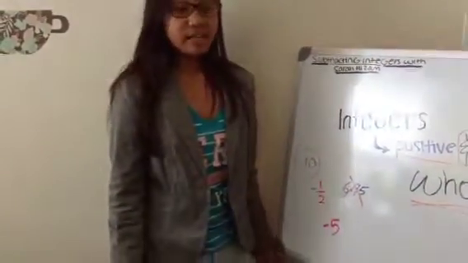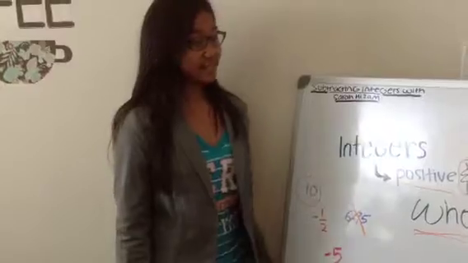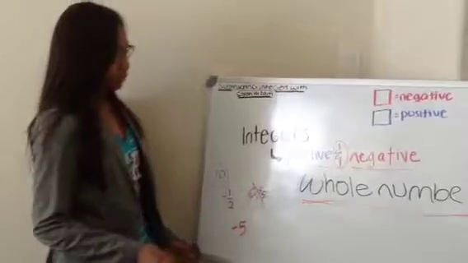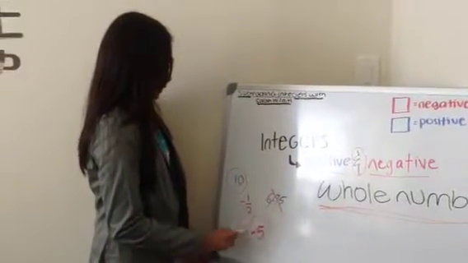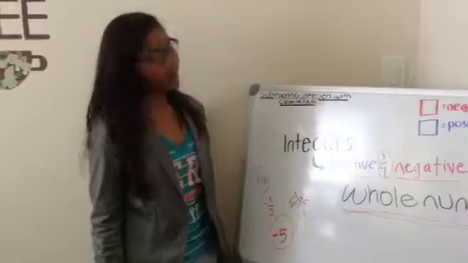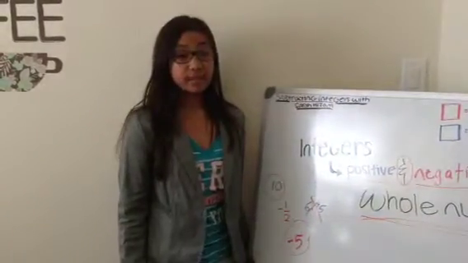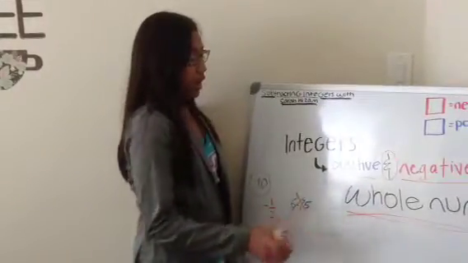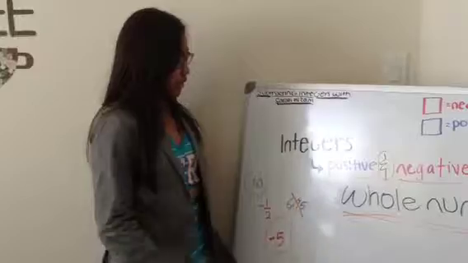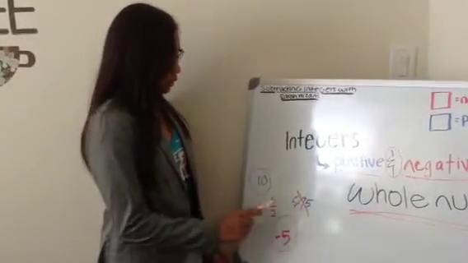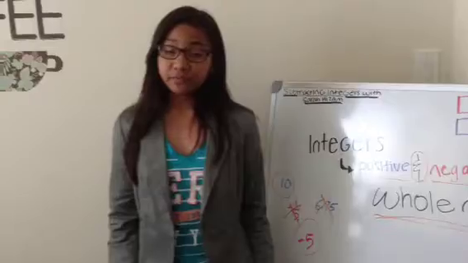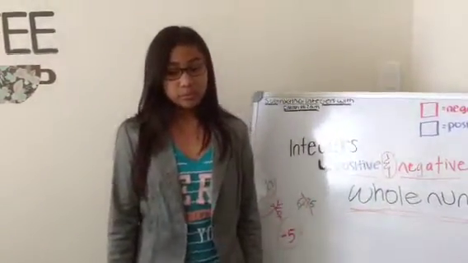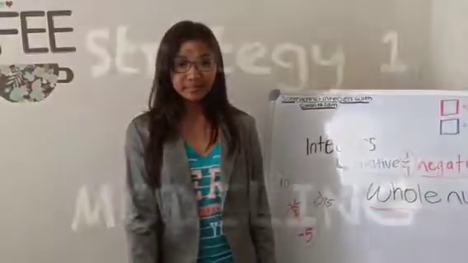Now, negative 5. Is that an integer? Yes. Why? Negative 5 is a negative number and a whole number. So it's an integer. Negative one and a half is not an integer. It is a negative number, but not a whole number. It's only part of a whole number, just like 6.75. So it's not an integer. Therefore, integers can be positive and negative numbers, but always whole numbers, not decimals or fractions.